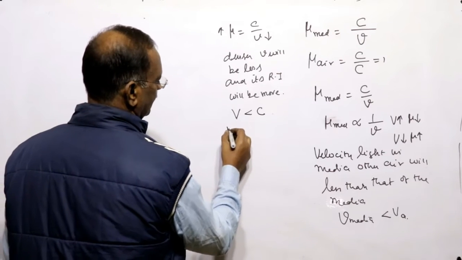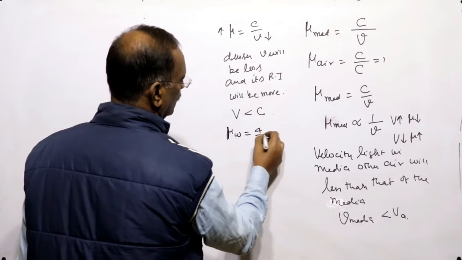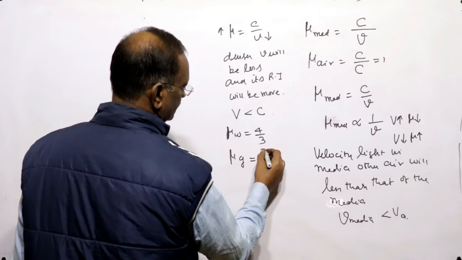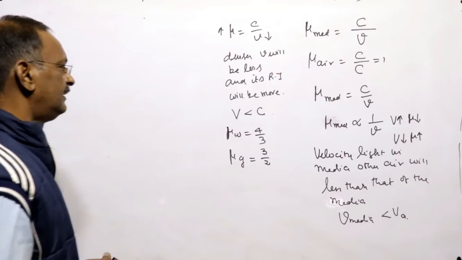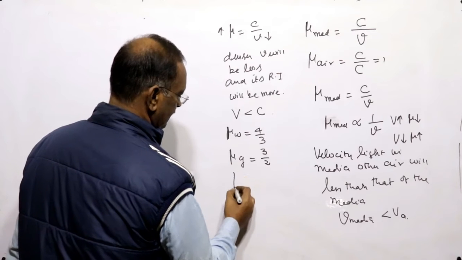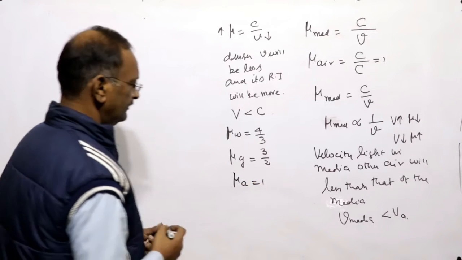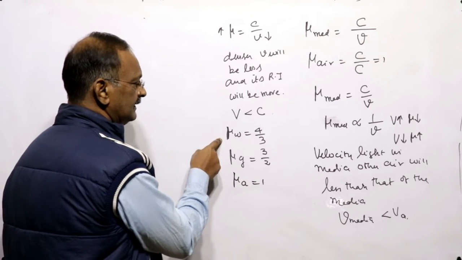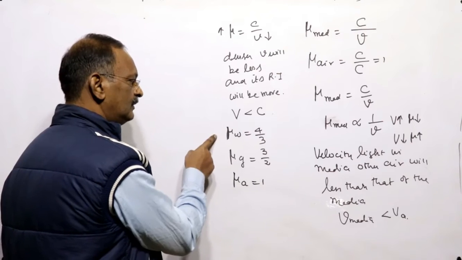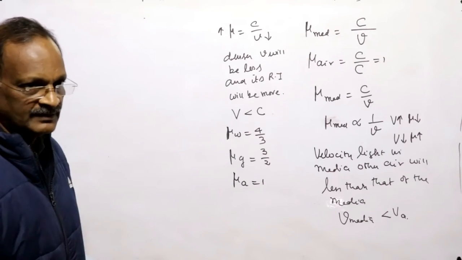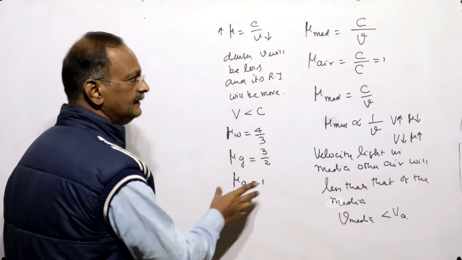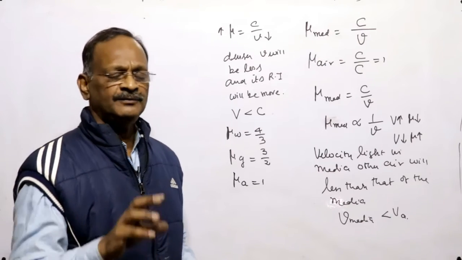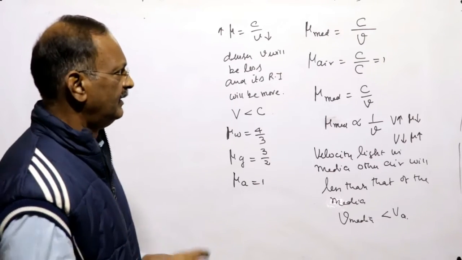So for example, the refractive index of water is equal to 4 by 3. The refractive index of glass is equal to 3 by 2. Compared to the refractive index of free space, which is equal to 1, since the refractive index of water is more than the refractive index of air, it means the velocity of light in the water or in the glass will be less than the velocity of light in the air. Different media are optically differently dense.